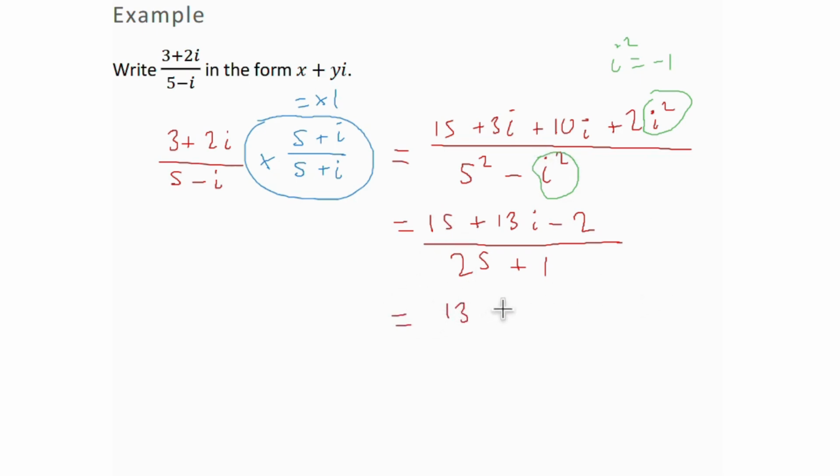So now we've got 13 plus 13i over 26, which is 13 over 26 is a half, plus a half i. And we have got a complex number. So this division of complex numbers has given us a complex number as our solution.